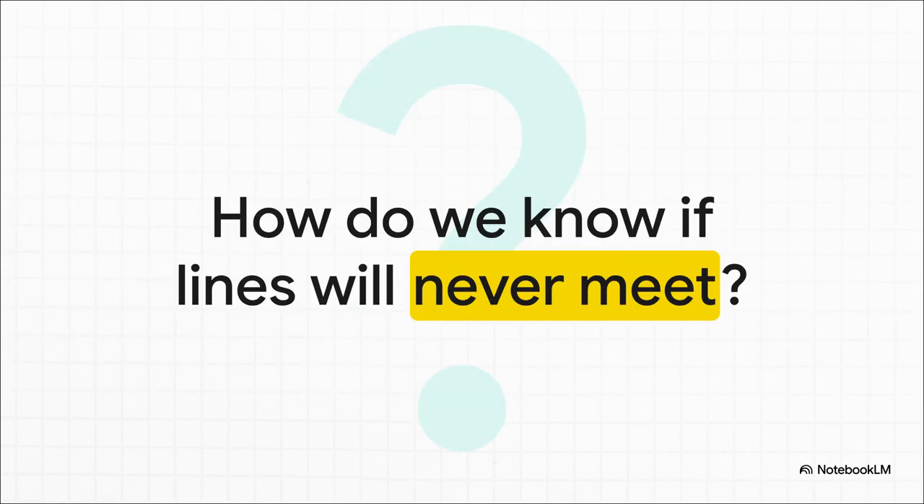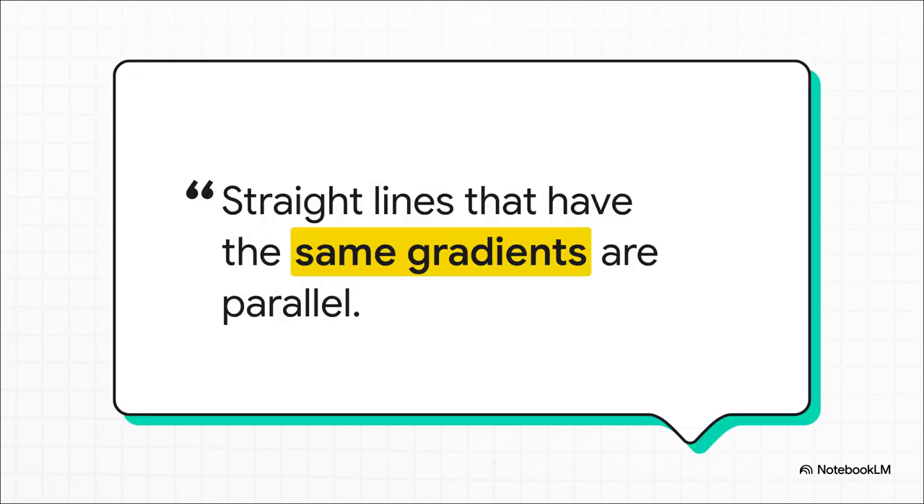Which brings us to a really fascinating geometric question about parallel tracks. Imagine train tracks stretching out to infinity. How do we prove, using purely algebra, that 2 lines will never, ever meet? The answer is beautifully simple, and it's captured perfectly in this core mathematical truth. Straight lines that have the same gradients are parallel. That's it. If their m values, their steepness, are absolutely identical, they are gonna run side by side forever, never touching.